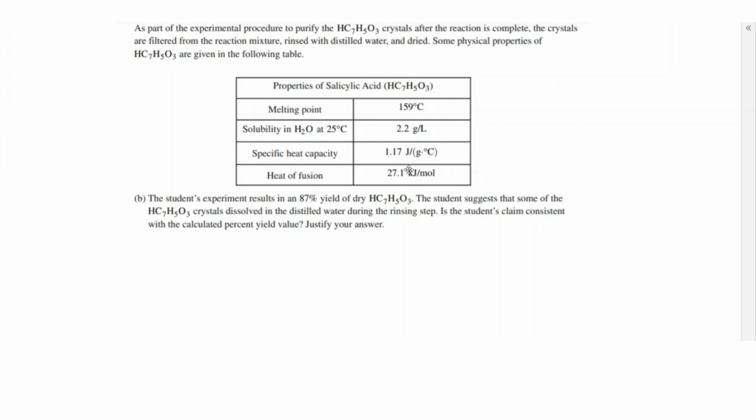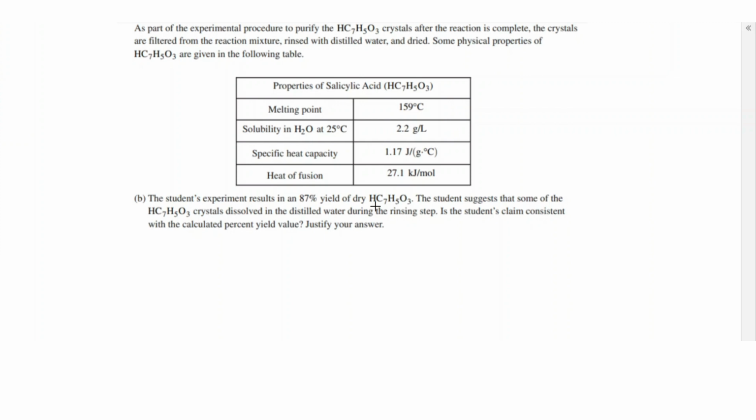And we have our heat of fusion, which is the amount of heat required to make it from a solid to liquid. So we see the student's experiment results in 87% yield of dry salicylic acid. The student suggests that some of the salicylic acid crystals dissolved in the distilled water during the rinsing step. Is this student's claim consistent with the calculated percent yield value?